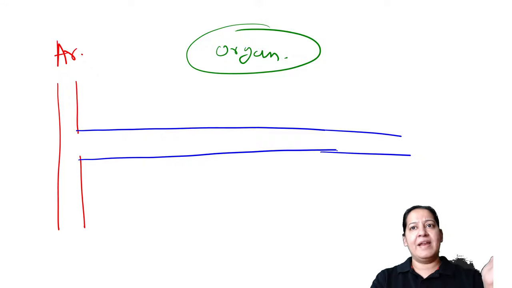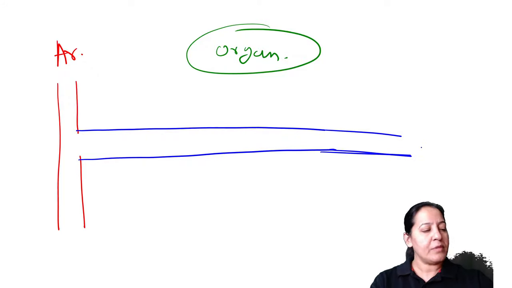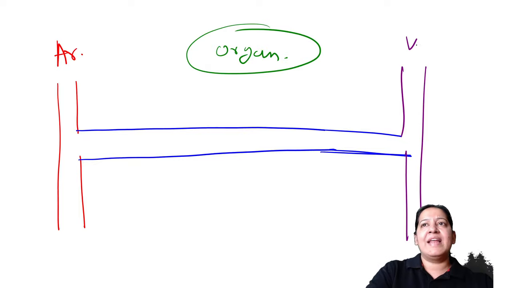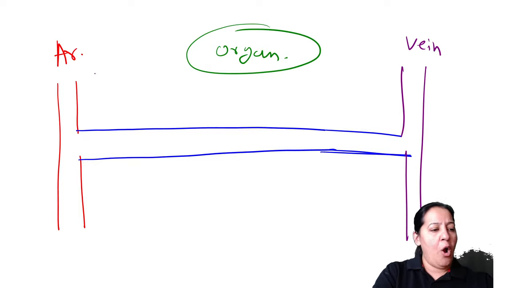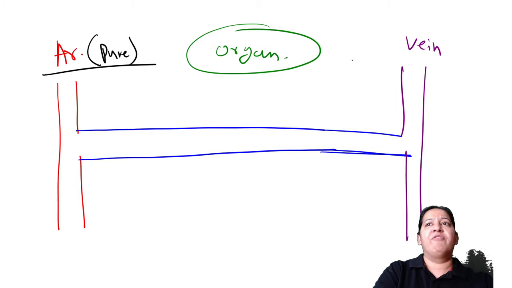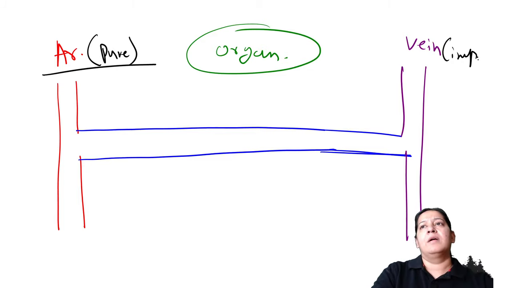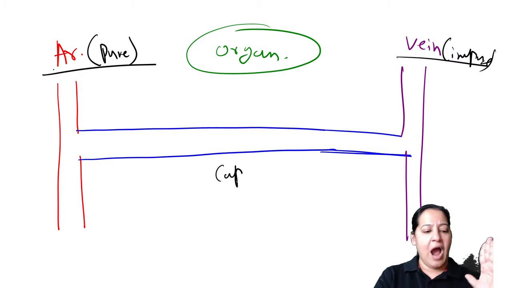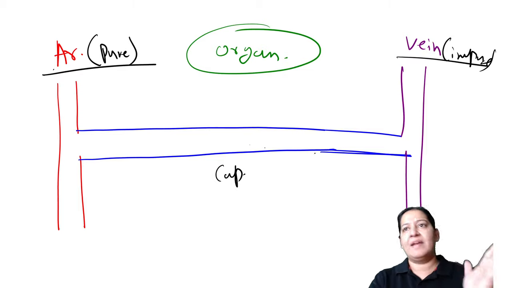And all the capillaries drain into the vein. Let me draw a vein. So, this is the vein. Now, vein carries impure blood. We all know that this is an artery. It is carrying pure blood. And this is the vein. It is carrying impure blood. This happens in all organs. Artery gives rise to capillary, and capillary leads to the vein.